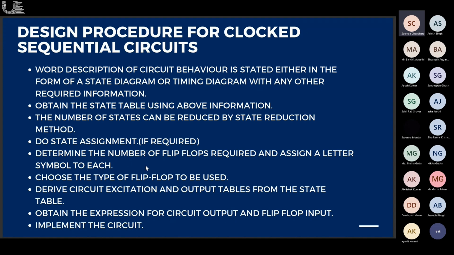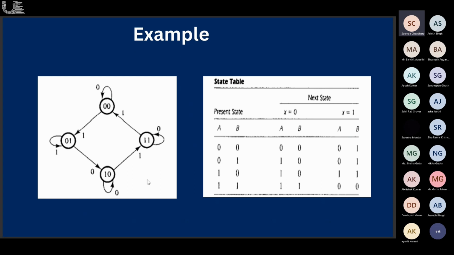The next step is to determine the number of flip-flops required and assign a letter to each flip-flop. Choose the type of flip-flop to be used, derive the circuit excitation and output tables from the state table, obtain the expression for the circuit output and flip-flop input, and implement the circuit. So we'll see an example for that, then it will be clear.